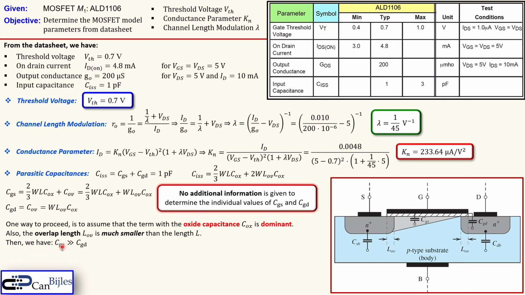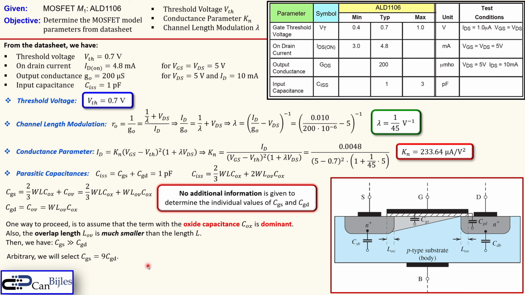So I say we have the CGS, which is the gate to source parasitic capacitor, much larger than the gate to drain parasitic capacitor. Together they must add up to 1 pico, but it can be that this is maybe 5 times, 10 times, maybe 100 times larger. We will now just arbitrarily take a value. In this case, I take the gate to source parasitic capacitor 9 times the gate to drain parasitic capacitor. Again, you can also do 12 times, 16 times, because you don't have the necessary information, but I will take that and use that in my model.